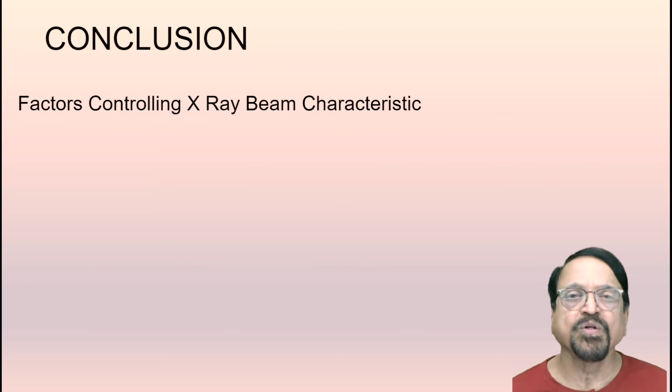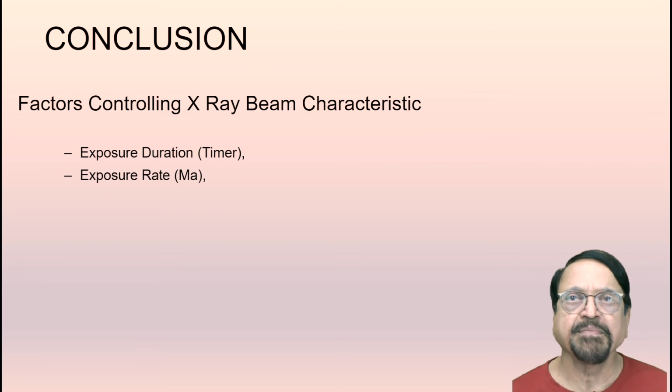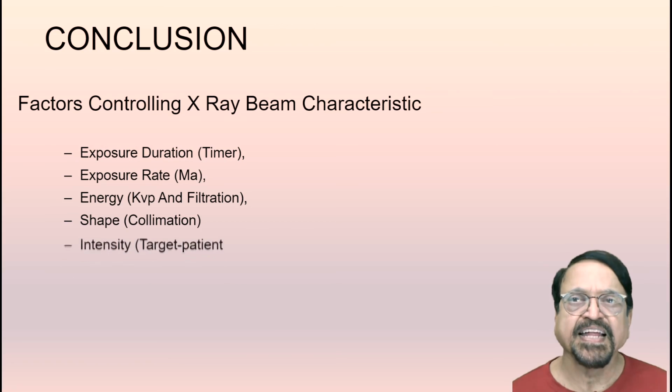Then what is the conclusion of what we have seen just now? The factors controlling X-ray beam characteristics are exposure duration, that is the timer, then exposure rate, that is mA, then energy, that is kVp, and filtration, then sharpness by the collimator, then intensity by the target distance.